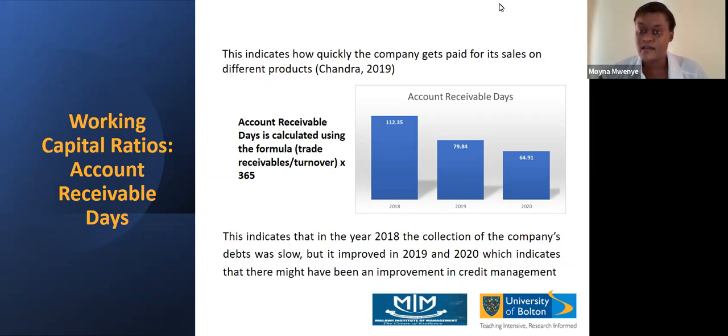If you see, the graph is going down. The days were higher in 2018, but in 2020, it has gone down to 64 days. This is giving us an indication that in the year 2020, the collection of the company's debt was faster as compared to 2018 and 2019. That makes us conclude that Airtel Malawi is improving on its credit management.